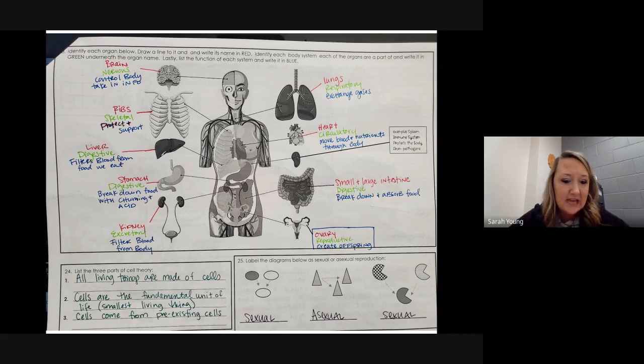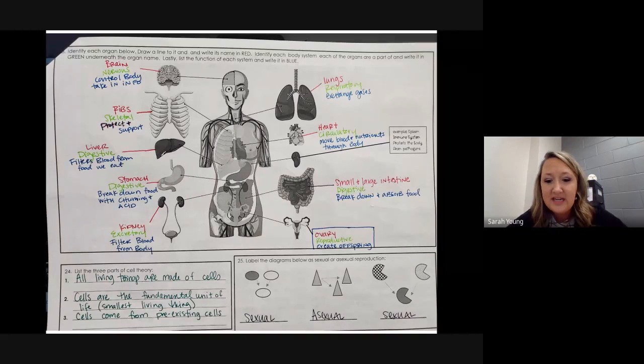This kidney is part of the excretory system. The excretory system's job is to filter blood from the body. When we go to the right side, that's a picture of our lungs. The lungs are a part of our respiratory system. The respiratory system's job is to exchange gases, carbon dioxide and oxygen. The next picture is the heart. It's a part of the circulatory system. The circulatory system moves blood and nutrients throughout the body.